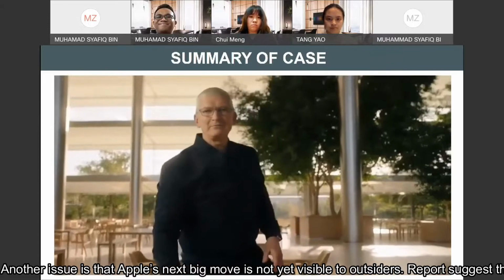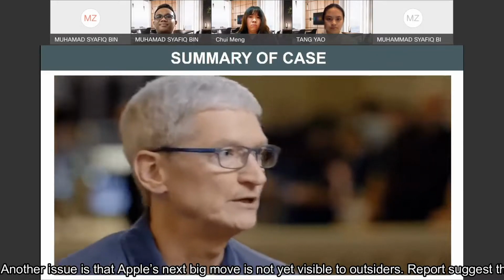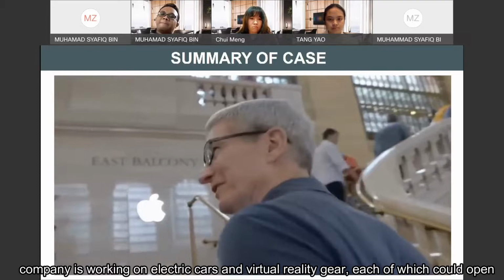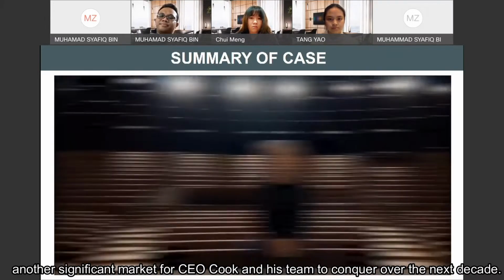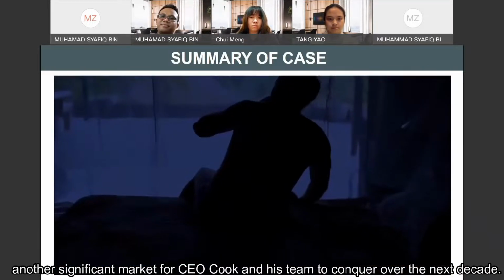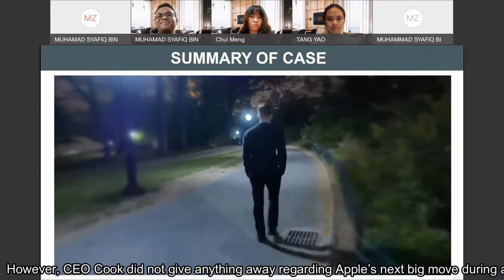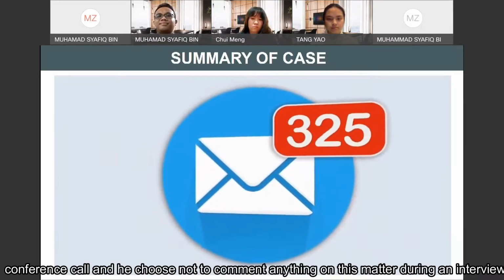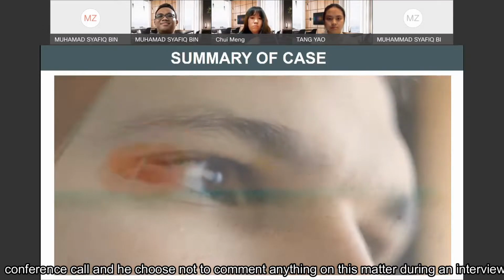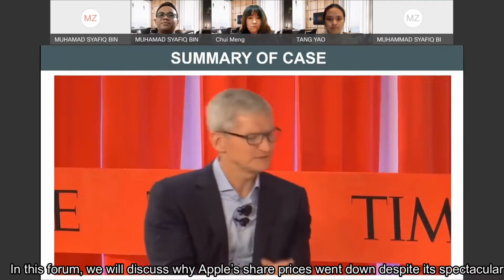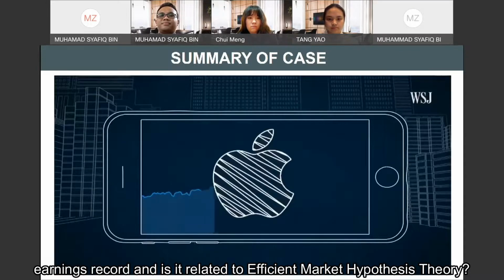Another issue is that Apple's net big move is not yet visible to outsiders. Reports suggest that the company is working on electric cars and virtual reality gear, each of which could open another significant market for CEO Cook and his team to conquer over the next decade. However, CEO Cook did not give anything away regarding Apple's net big move during a conference call, and he chose not to comment anything on this matter during an interview. In this forum, we will discuss why Apple's share price went down despite its spectacular earnings record and is it related to efficient market hypothesis theory.